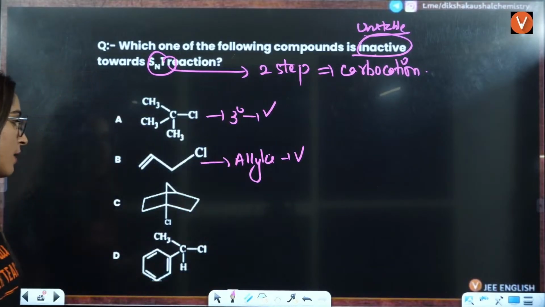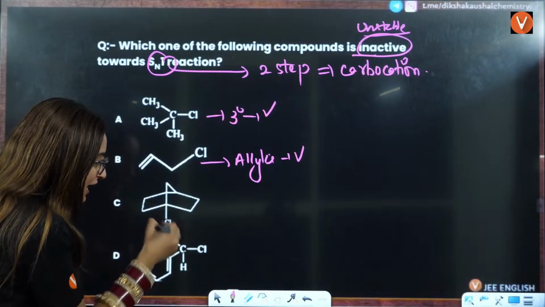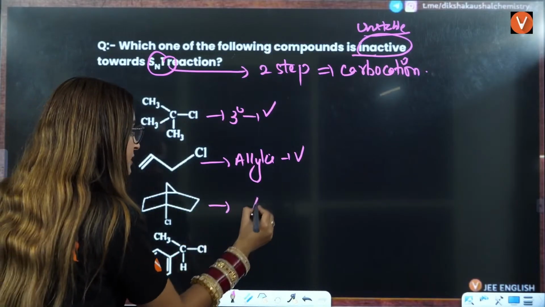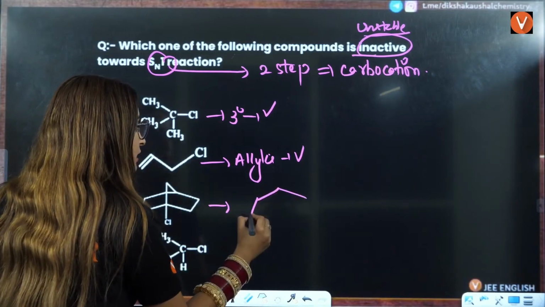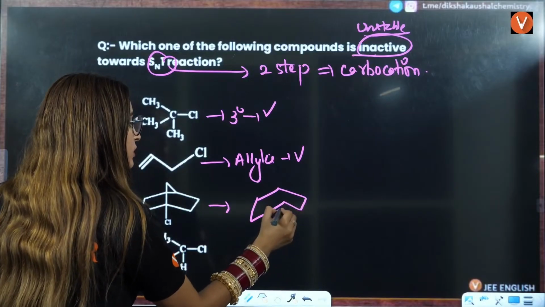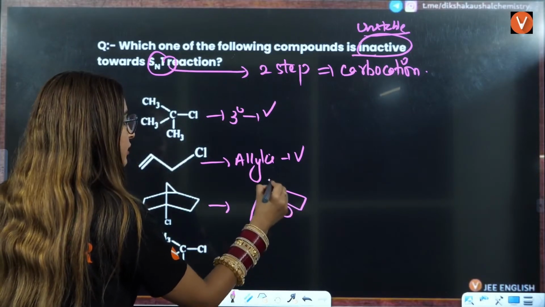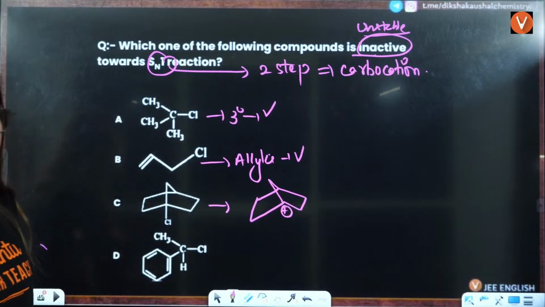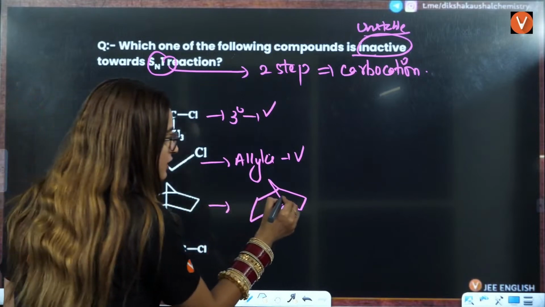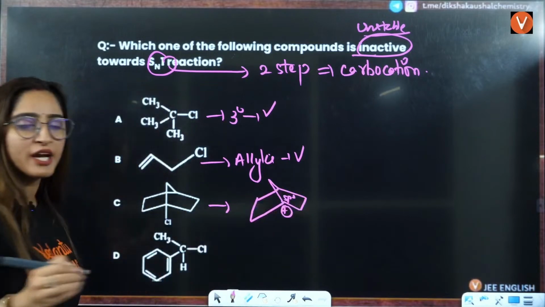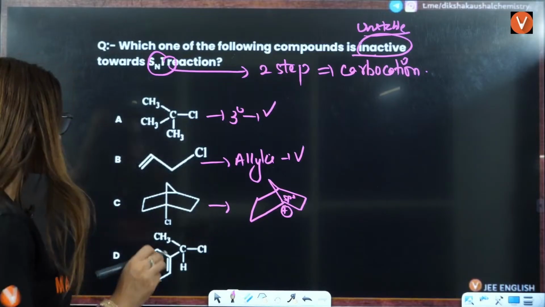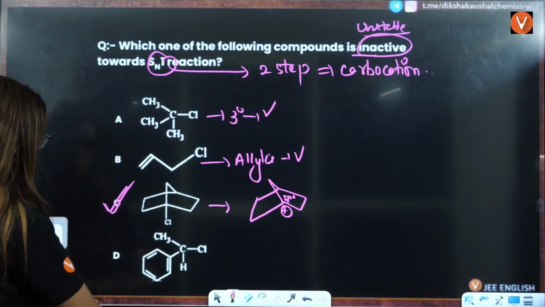Then if you lose it here, then you will get this kind of compound that is going to give you positive on the bridgehead, right? Positive on the bridgehead. And bridgehead means it will be sp2. And bridgehead sp2 is never stable. So here we can say this is the inactive towards SN1.